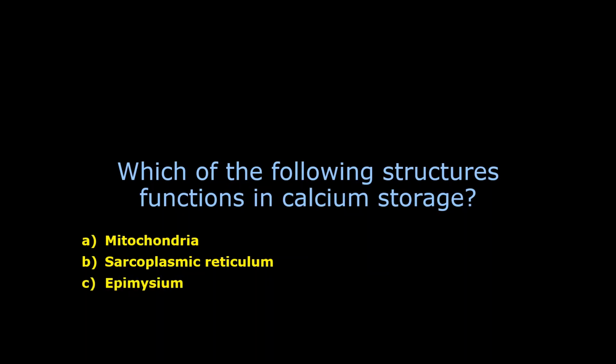Which of the following structures functions in calcium storage? Okay, I'm thinking immediately of sarcoplasmic reticulum and the cisternae. Let's see. Mitochondria, no, they do not do that. Sarcoplasmic reticulum, that looks like a really good choice for the answer. Epimysium, no, that is a layer of connective tissue wrapping around a muscle. And transverse tubules don't have calcium in them, although they do carry action potentials down to the SR to release that calcium. So B is our choice.